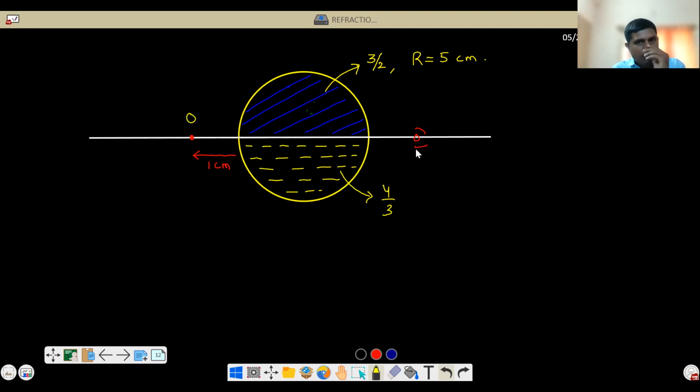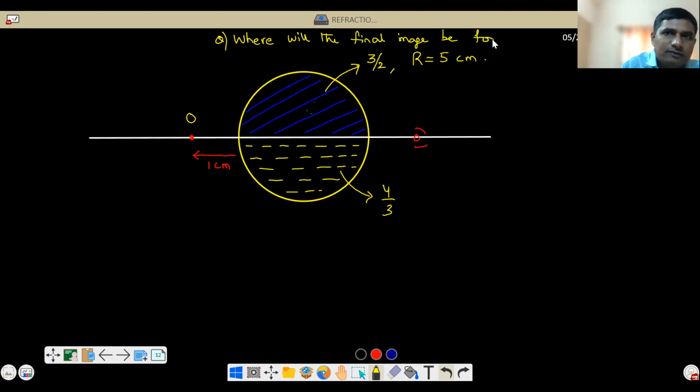Previously the whole sphere was made of glass. Now the top hemisphere is made of glass, and the bottom hemisphere is made of water. Now the question is the same: where will the final image be formed? That's all. So now, how to do it?